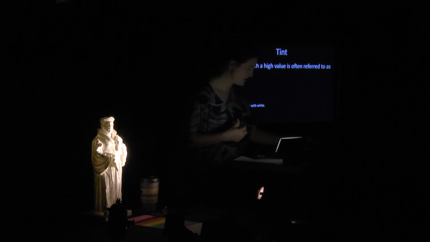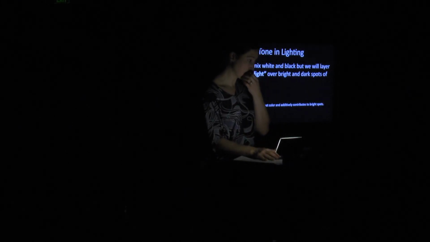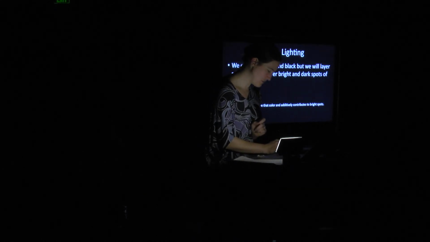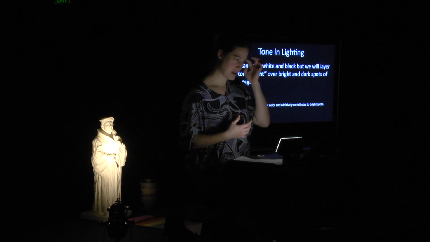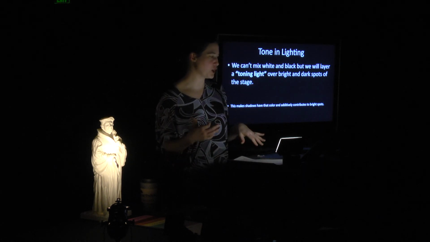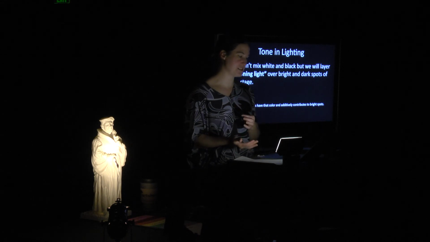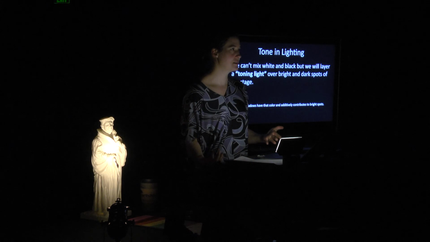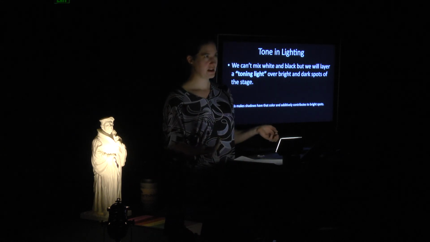Okay, good. I mean, not good that you don't have questions. Great. So, tone in lighting. We can't mix white and black like you can in pigment, but we will layer a toning light over bright and dark spots of the stage. So this is what I was talking about with downlight. A downlight is a toning light.